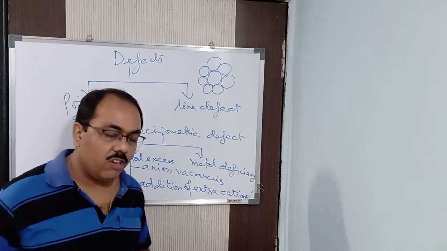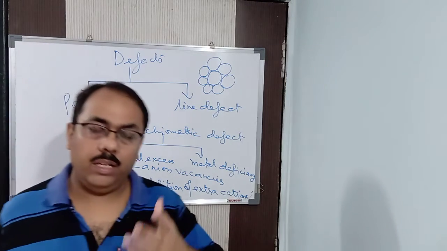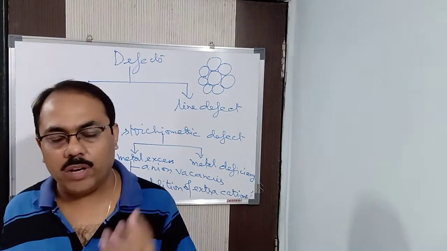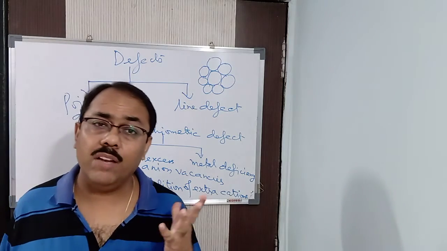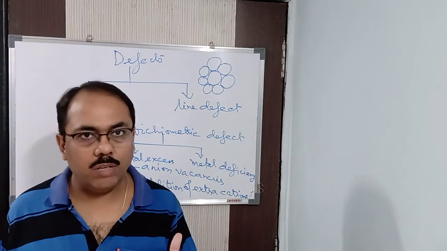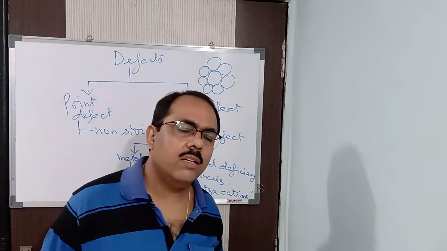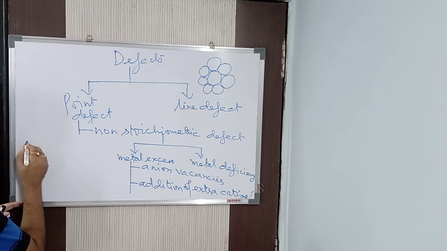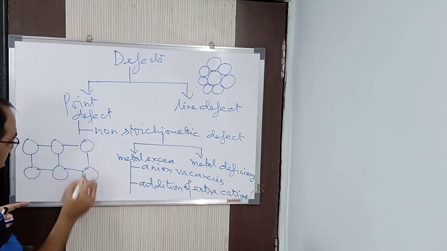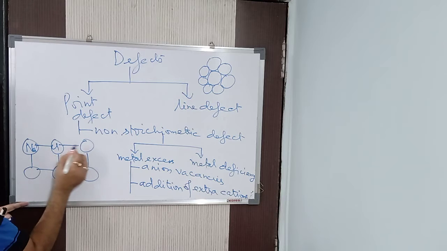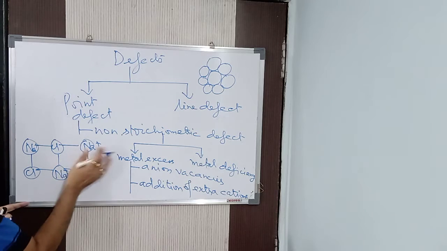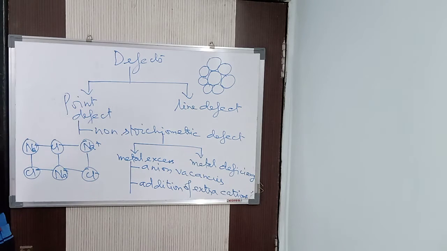Now see here, what you need to do is heat a particular solid. Let us say we have taken solid sodium chloride, and we will be heating it in the presence of sodium vapor. So we are heating sodium chloride in sodium vapor. Here we have NaCl, with Na plus, Cl minus, Na plus, Cl minus, Na plus, Cl minus. You will be heating it in the presence of sodium; excess sodium will be there.